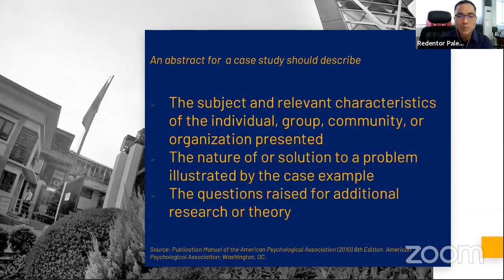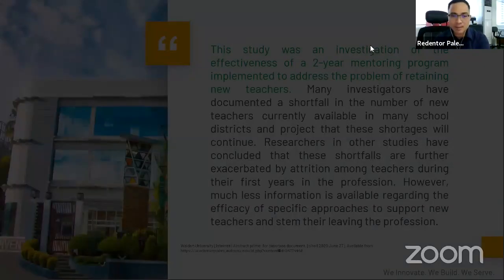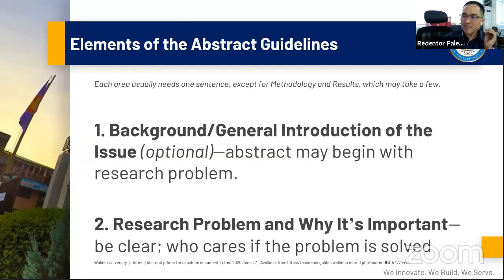Okay, so we start with this. Elements of writing our abstract. Guidelines. Now, each area, as I mentioned a while ago, usually needs one sentence, a one-liner, except for methodology and except for results, which may take a few sentences. Okay, so we start with number 1.